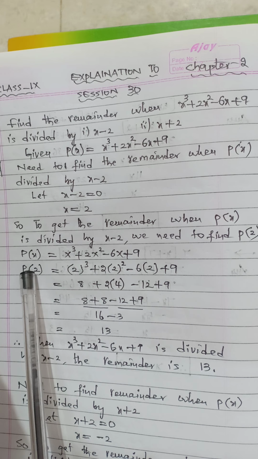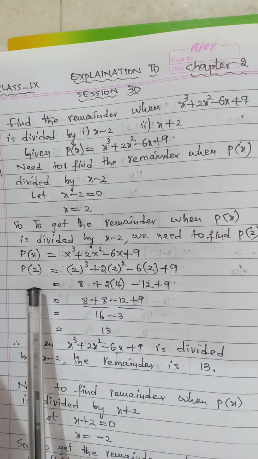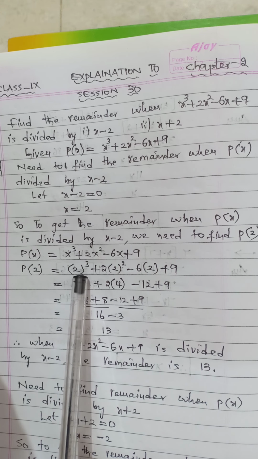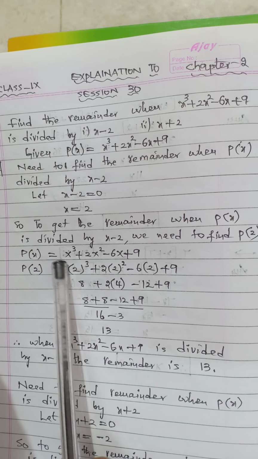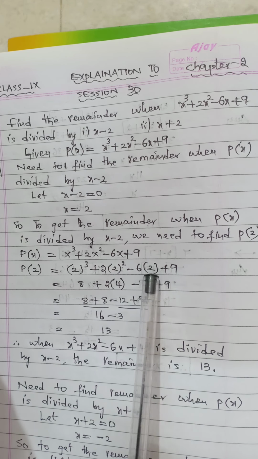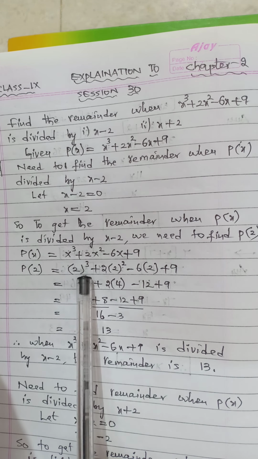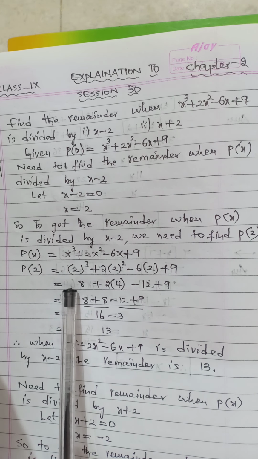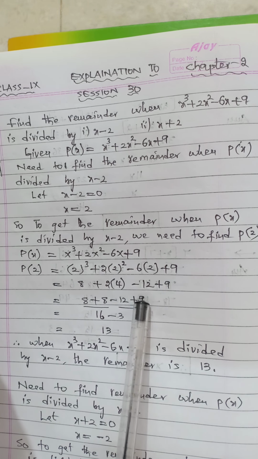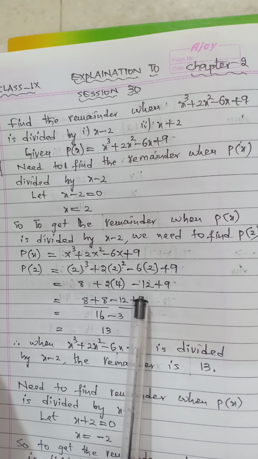What is given? P of x is equal to x cube plus 2x square minus 6x plus 9. Since we have to find p of 2, it's very simple. Wherever x is there, you just place the value 2. So we get 2 cube plus 2 into 2 square minus 6 into 2 plus 9. What is 2 cube? Don't write 2 cube as 6. 2 cube means 2 into 2 into 2, which is 8. Next, 2 square is 4, and 2 fours are 8. 6 twos are 12, and 9. So it is 8 plus 8 minus 12 plus 9.